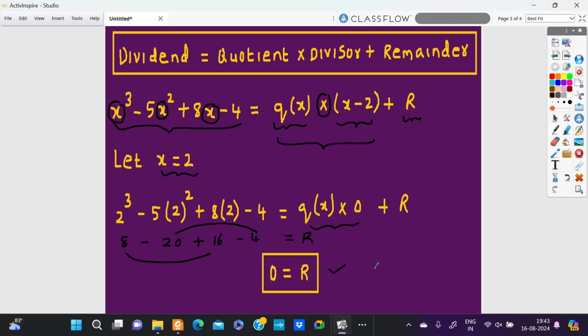So this has a link to the factor theorem. Why do I use the word factor theorem? Because the moment you say 2 is a factor of 8, the remainder is 0, right? So if I say x minus 2 is a factor of x cubed minus 5x squared plus 8x minus 4, the remainder is 0. We have already seen, right? So we will just state the factor theorem using these ideas.